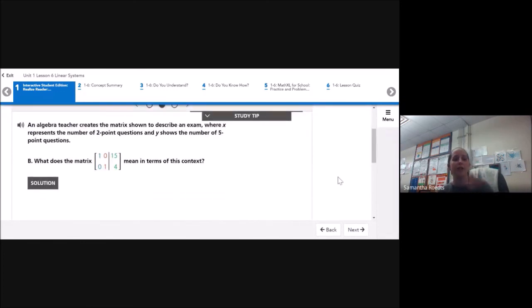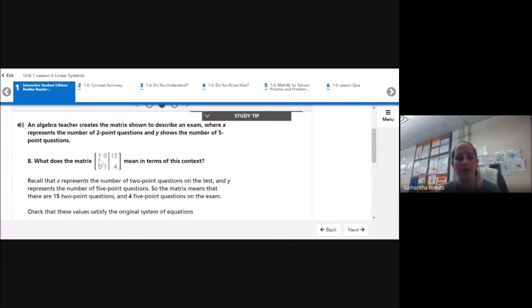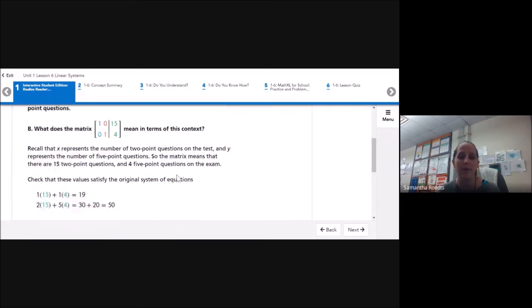So an algebra teacher creates the matrix shown to describe an exam where x represents the number of 2-point questions and y shows the number of 5-point questions. Okay. What does the matrix 1, 0, 15, 0, 1, 4 mean in terms of this context? Well, this blue 1 represents the number of 2-point questions. Well, there must be 15 of them on the exam. And the red 1 represents the number of 5-point questions, so there must be 4 of them on the exam.